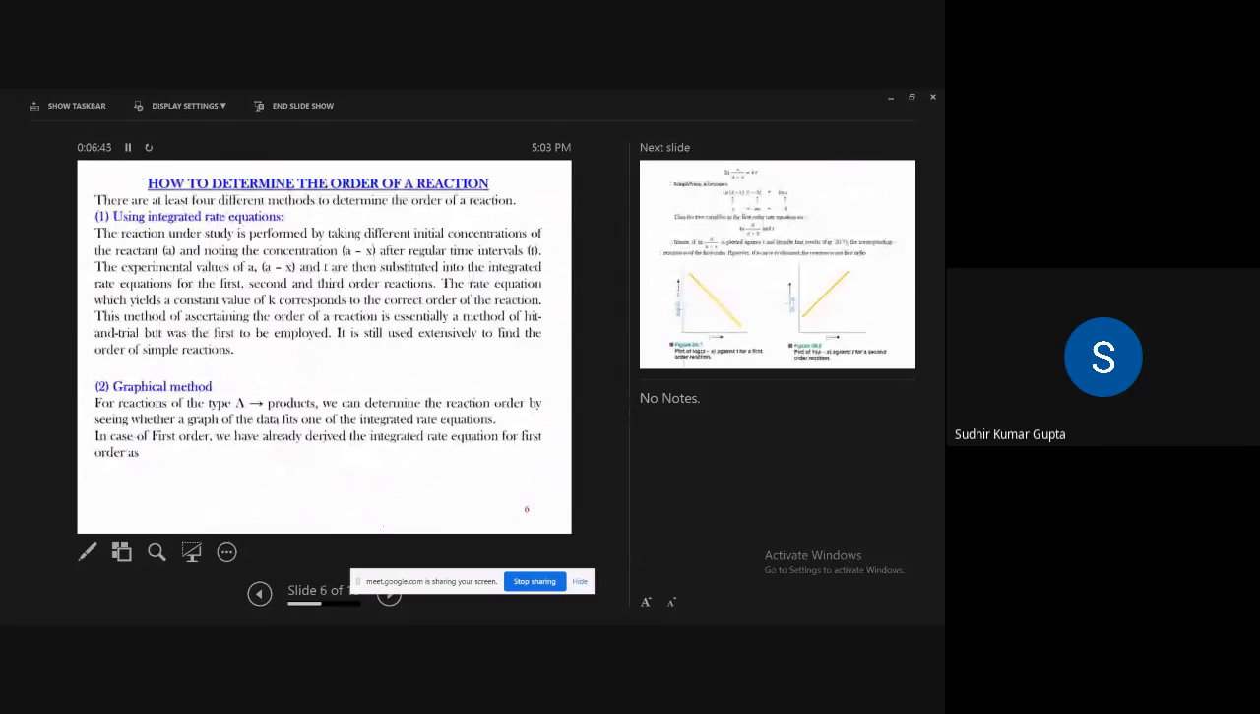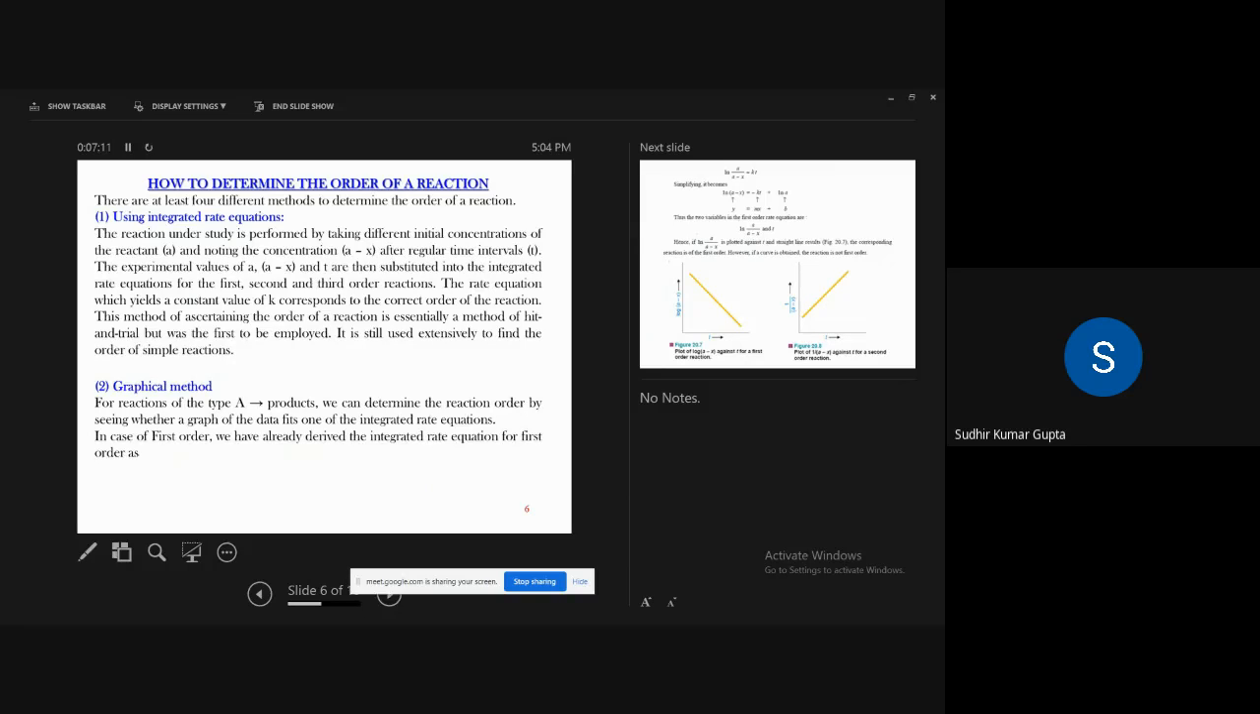So the first method is based on using integrated rate equations. We are having different reactions having different orders. If it is a first order reaction, then the equation will be different. If it is a second order reaction, then the equation for the rate constant will be different. For the zero order it will be different.